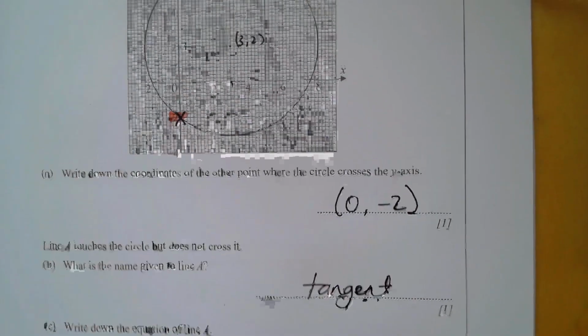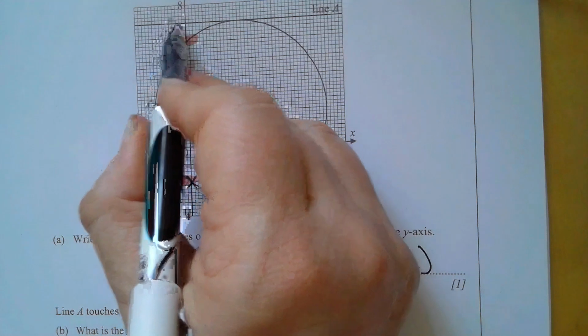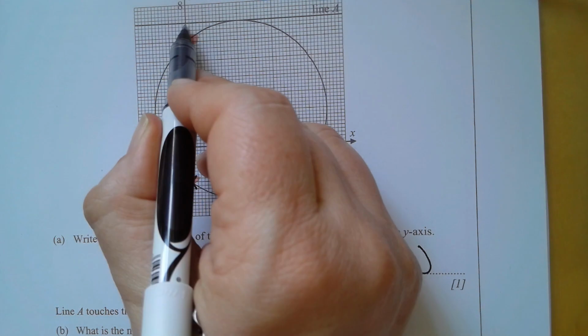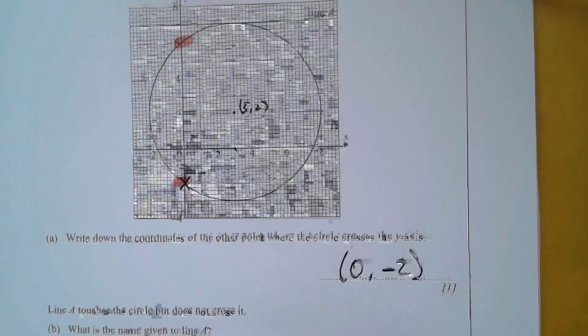Equation of the line A. A crosses the y-axis at 7. So y equals 7 here, but y equals 7 all the way along here.